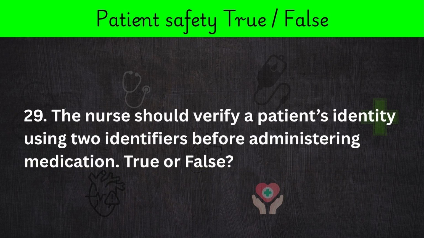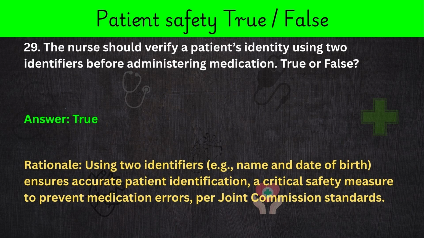29. The nurse should verify a patient's identity using 2 identifiers before administering medication. True or false? Answer: true. Rationale: Using 2 identifiers, e.g., name and date of birth, ensures accurate patient identification, a critical safety measure to prevent medication errors, per Joint Commission standards.